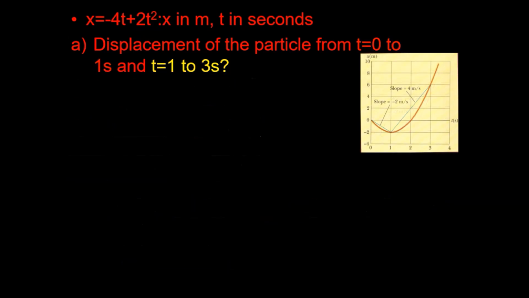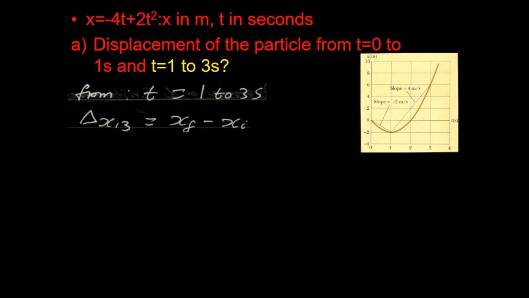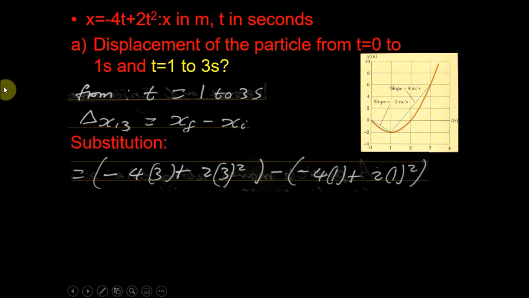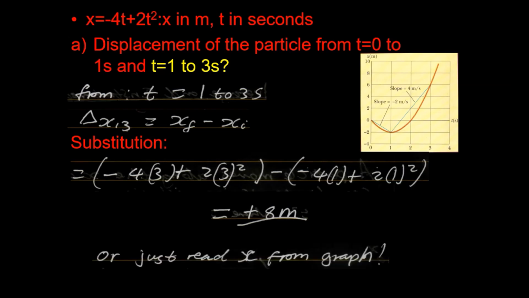What's the displacement of the particle now from 1 to 3 seconds? Well, our displacement from 1 to 3 is xf minus xi again. Substituting 3 here, substituting 1. So negative 4 times 3 plus 2 times 3 squared, minus negative 4 times 1 plus 2 times 1 squared, will give you plus 8 meters. There is also a faster way of doing this, and that is you could just read x straight off the graph.